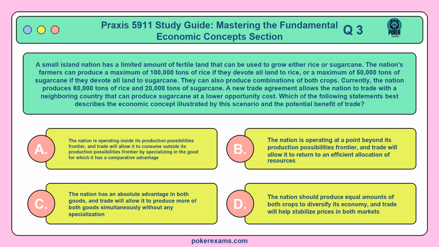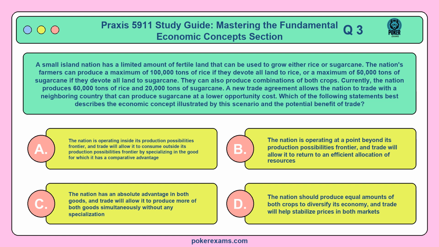Question 3. A small island nation has a limited amount of fertile land that can be used to grow either rice or sugarcane. The nation's farmers can produce a maximum of 100,000 tons of rice if they devote all land to rice, or a maximum of 50,000 tons of sugarcane if they devote all land to sugarcane. They can also produce combinations of both crops. Currently, the nation produces 60,000 tons of rice and 20,000 tons of sugarcane.